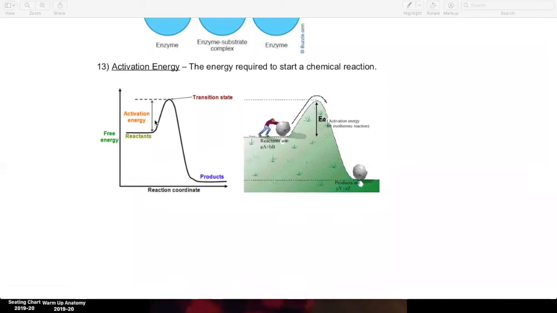And your last one, activation energy. This is a term you've probably learned in chemistry class if you took that already. This is probably a term you've learned in physical science. Activation energy is the energy required to start a chemical reaction, to make it go.